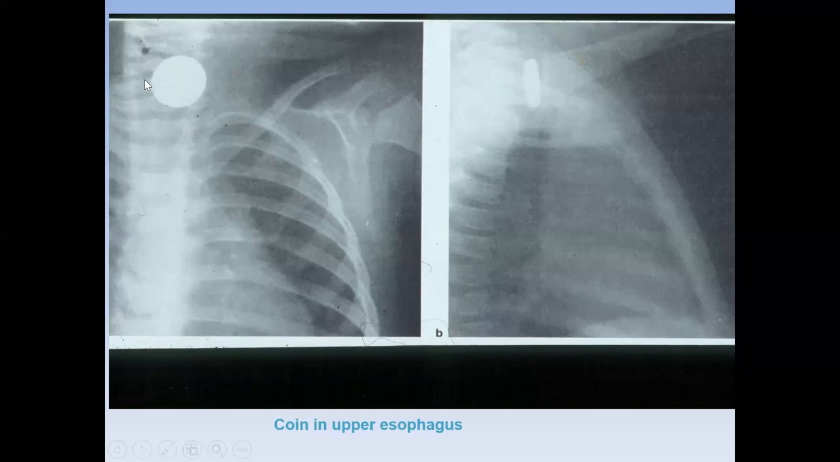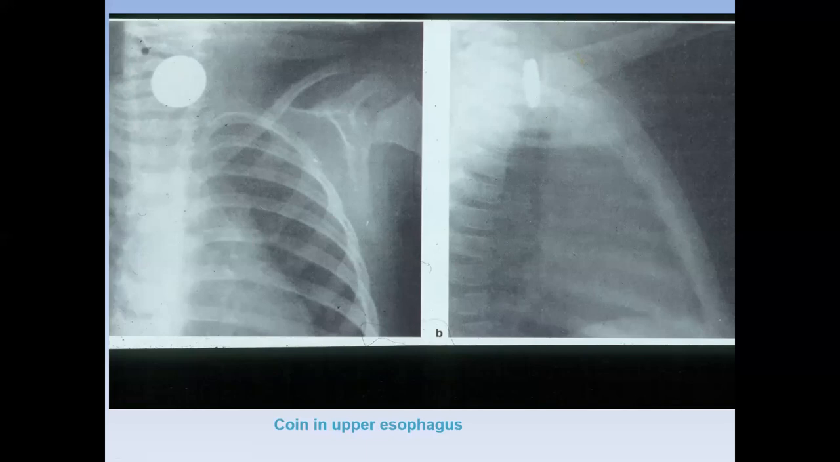How do you know it's the cervical esophagus? One, you're able to appreciate the neck. Two, it's above the clavicles, okay? And this is the lateral. So if it's on AP, it is frontal, like this, on AP. And on lateral, it is sagittal. So this is a foreign body in the esophagus.